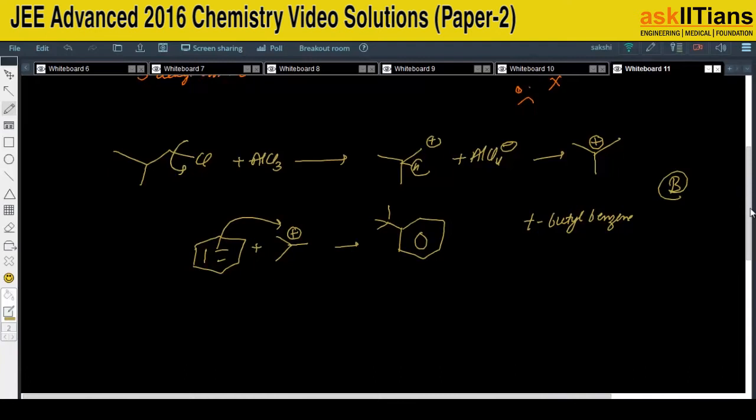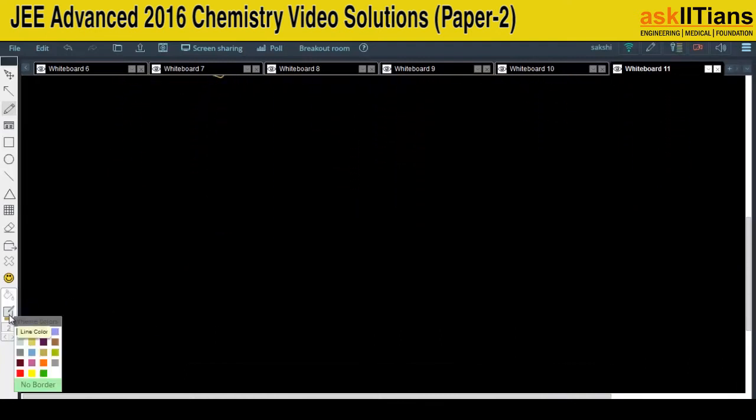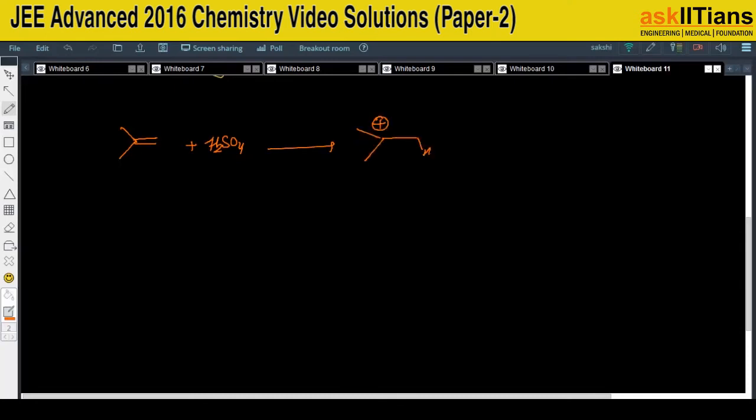But since it is a multiple correct question, you should not quit with option B. Just continue doing the question. Coming over to option C, you have taken something like this and then you are adding H2SO4. The only difference between the first option and the third option is the presence of the acidic medium. If I add the acidic substance, hydrogen will come here and there will be a positive charge here. Again, this carbocation will react with benzene and the same reaction will go on, and you can get tertiary butyl benzene as the product. So option C is also a correct option.